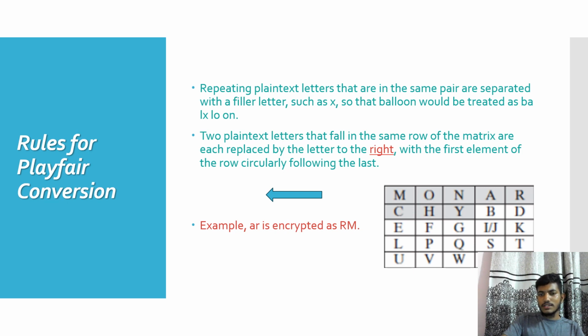Two plain text letters that fall in the same row of the matrix are each replaced by the letter to the right, with the first element of the row circularly following the last. For example, AR. AR is the plain text. What is the cipher text for this? R, M, right? R and M.